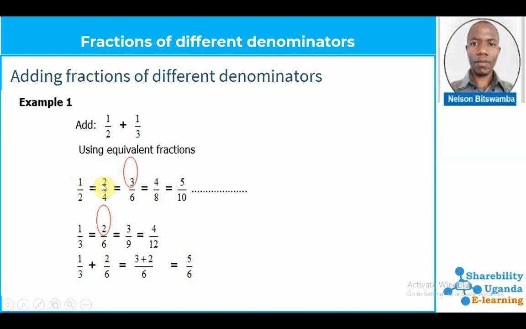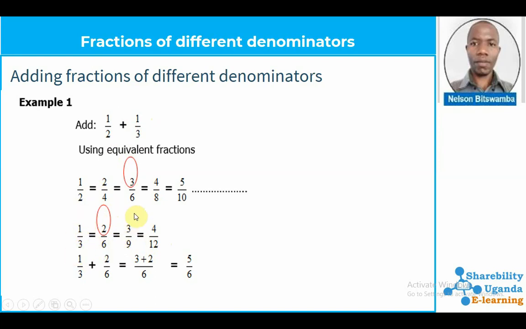By the method of getting equivalent fractions, for 1 out of 2 we are able to get 2 out of 4, which is the same as 1 out of 2. We get 3 out of 6, which is the same as 1 out of 2, and 4 out of 8, and also 5 out of 10, which are the same as 1 out of 2. We also got equivalent fractions for 1 out of 3: 2 out of 6, 3 out of 9, and 4 out of 12, which are all the same as 1 out of 3.